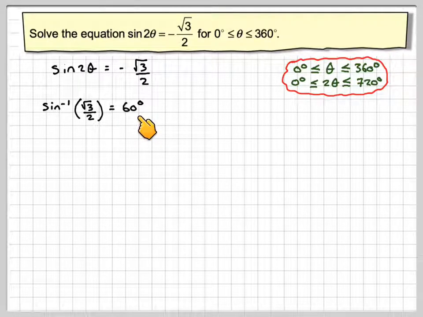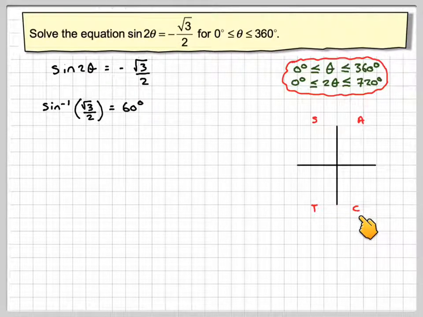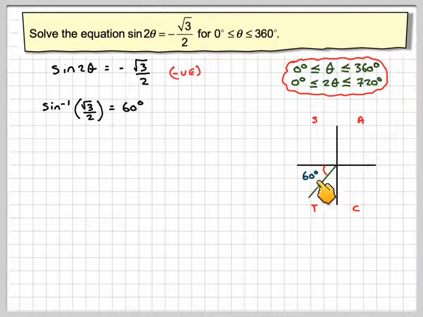And that will give you 60 degrees. And then if you do your CAST diagram, we want to know where sine is negative. Sine is negative in the third and the fourth quadrants. So we draw an angle in those quadrants with the x-axis. So we've got 60 degrees there and 60 degrees there. And we need to go around the circle twice.